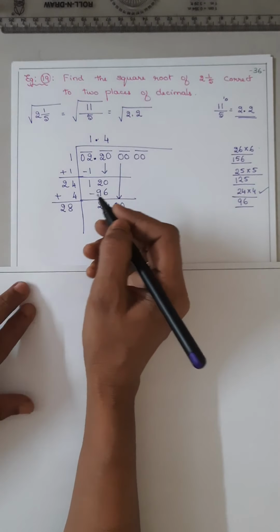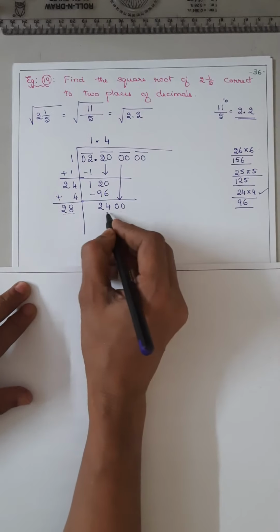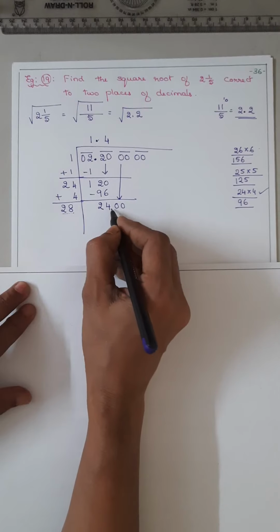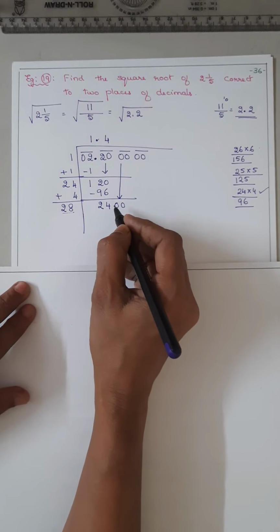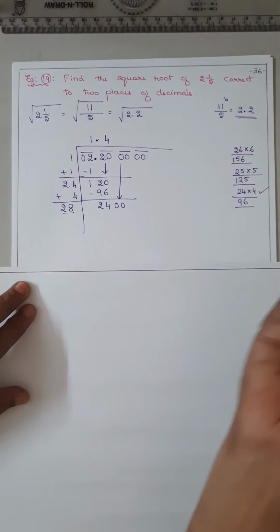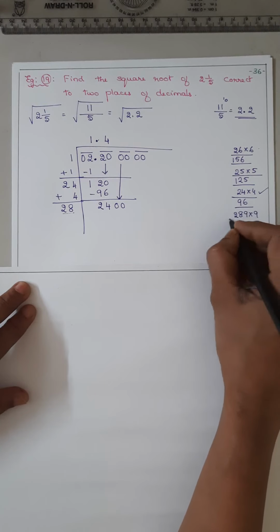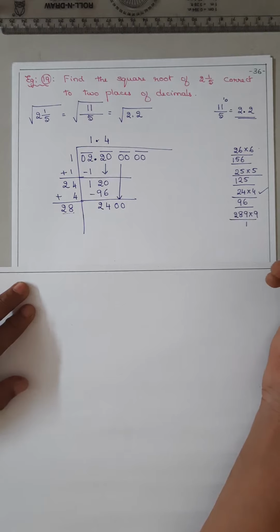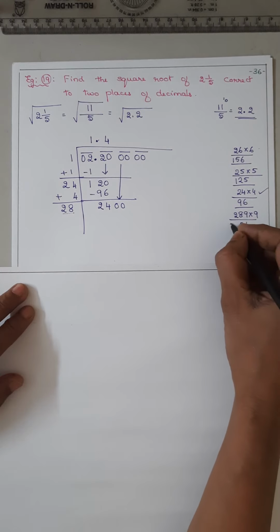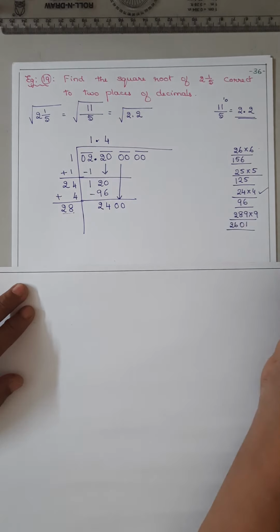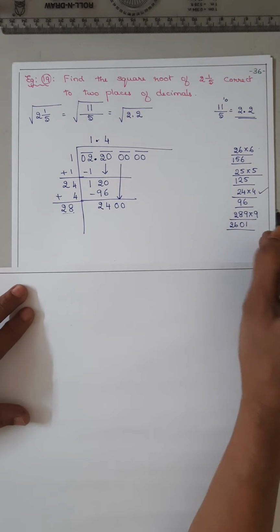And now 2 digits and 4 digits. 2 how much are? 24. So it is a try with 9, isn't it? 9 9s are 81. 9 8s are 72 plus 8, 80. 9 2s are 18, 19, 20, 26. You got 2601, not possible.